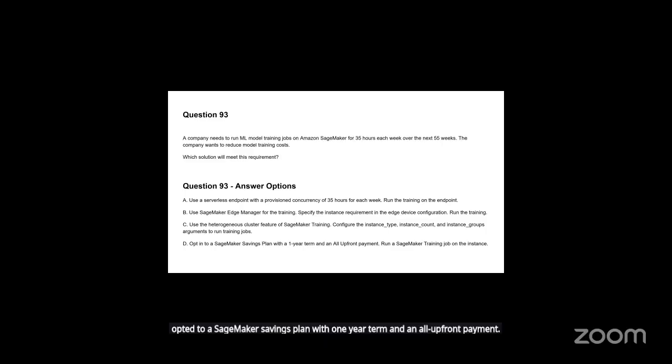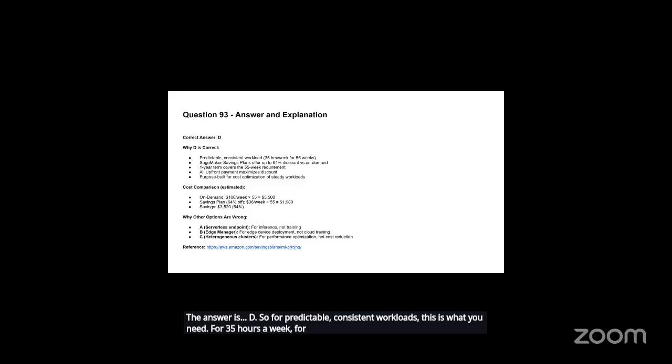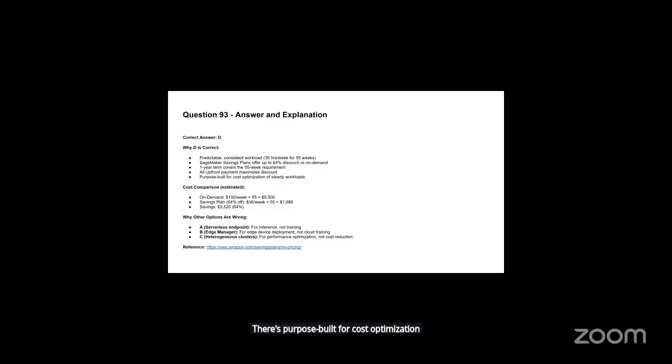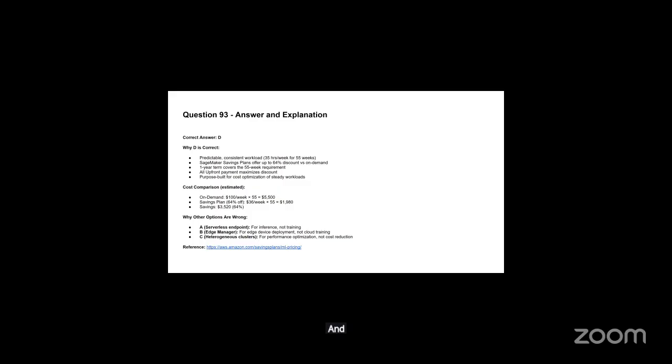The answer is D. So for predictable, consistent workloads, this is what you need. For 35 hours a week, for 55 weeks, that meets that 1 year standard. SageMaker Savings Plan offers up to 64% discount versus on demand. The 1 year term covers that 55-week requirement. All upfront payment maximizes the discount. It's purpose built for cost optimization on steady workloads. So you see the difference in cost comparison between on demand, savings plan, and savings are about 3,500.